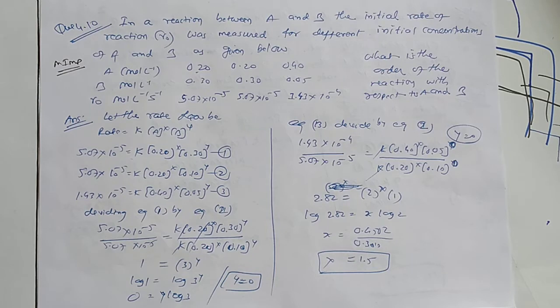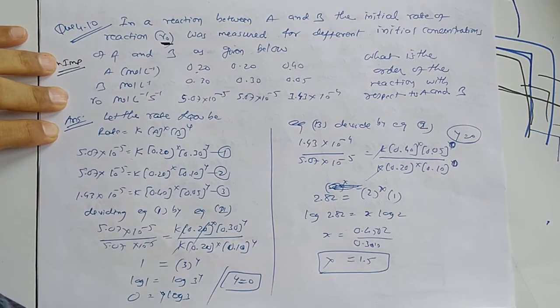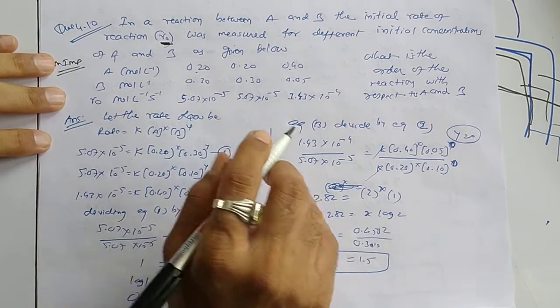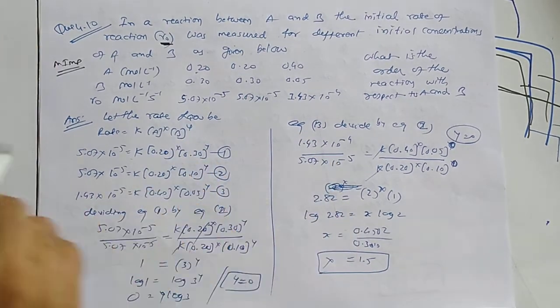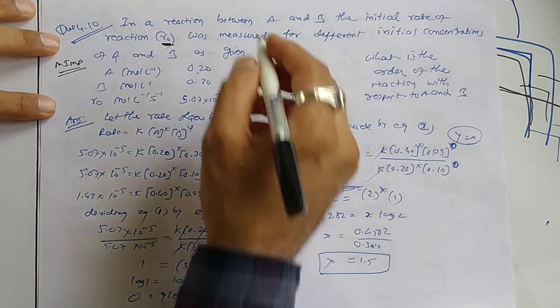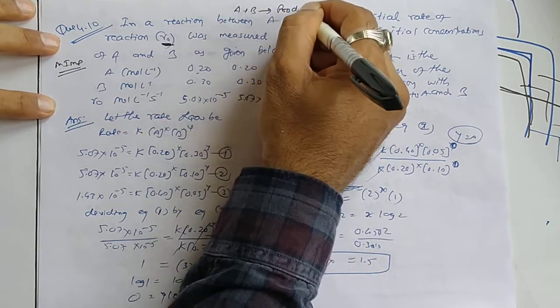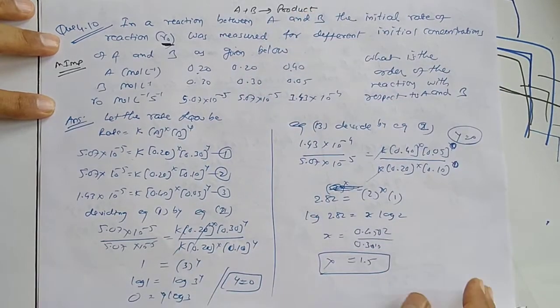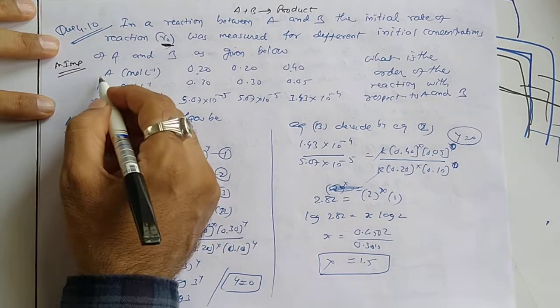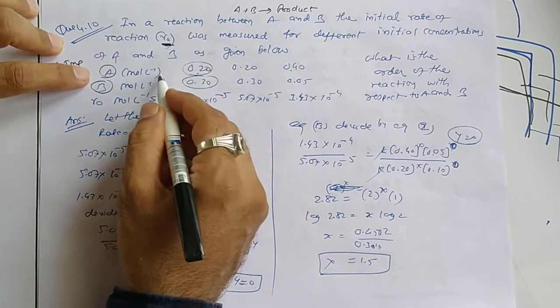In a reaction between A and B, the initial rate of reaction R0 (0 means origin) was measured for different initial concentrations. Here two reactants A and B give a product. Molarity of A and B at the initial stage is given as 0.20 and 0.30.